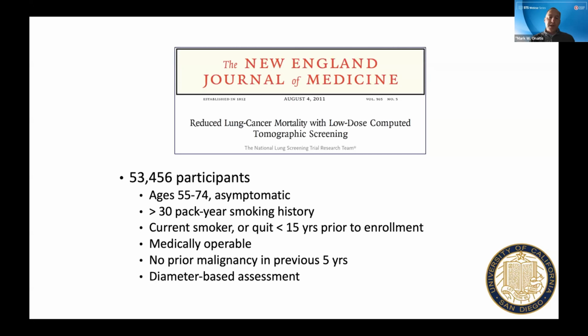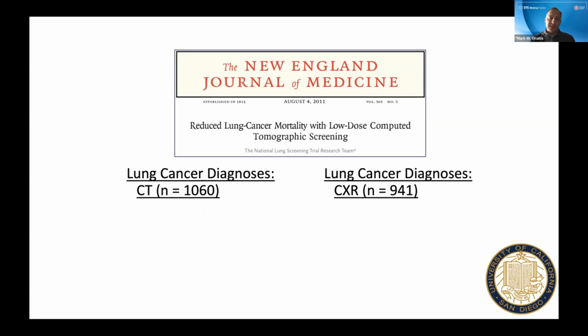So here's the NLST. When it was published in 2011, there were over 53,000 participants, ages 55 to 74 with at least a 30-pack-year smoking history and recent smoking. They had to be medically operable with no prior malignancy in the previous 5 years. And importantly, the scans were read with a diameter-based assessment of the lesions.